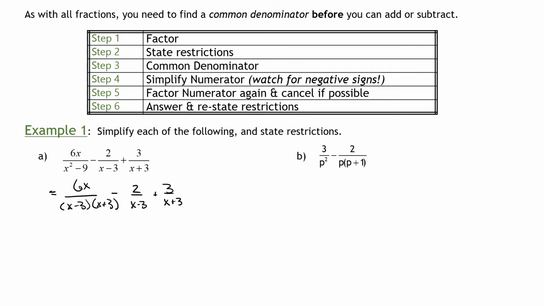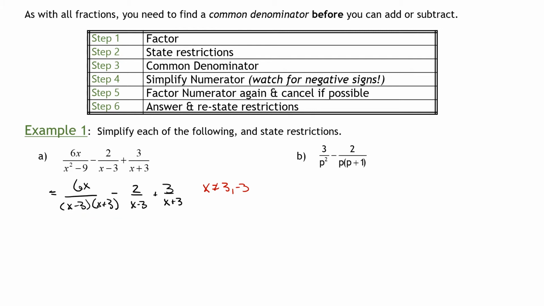Step 2 is to state restrictions. What can x not equal? So we look at all of our denominators. For this denominator, what can x not equal? x cannot equal 3. How about the second chunk? That's a negative 3. And what about this piece? Well, that's a 3, we already have that, and that's a negative 3, and we already have that. So we've got both of our restrictions there.